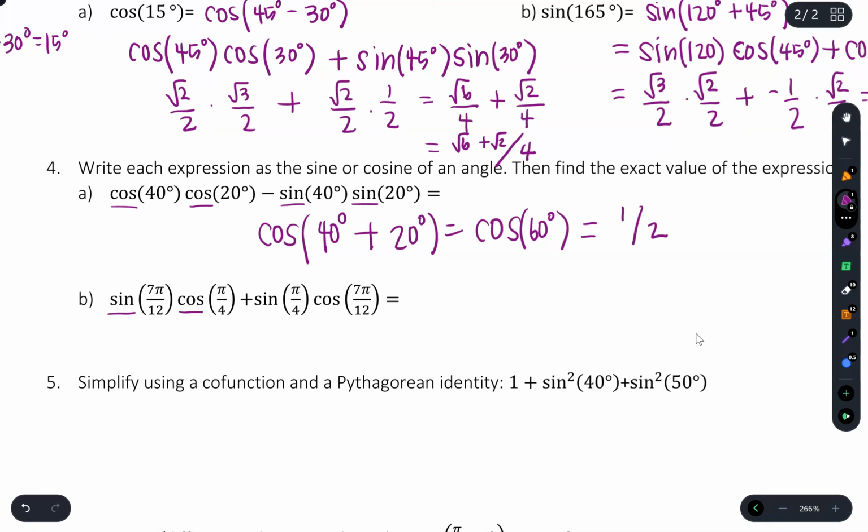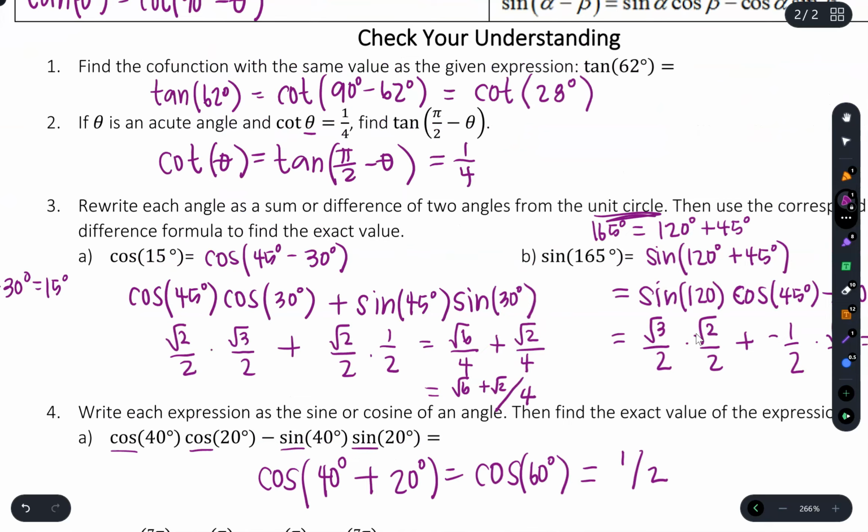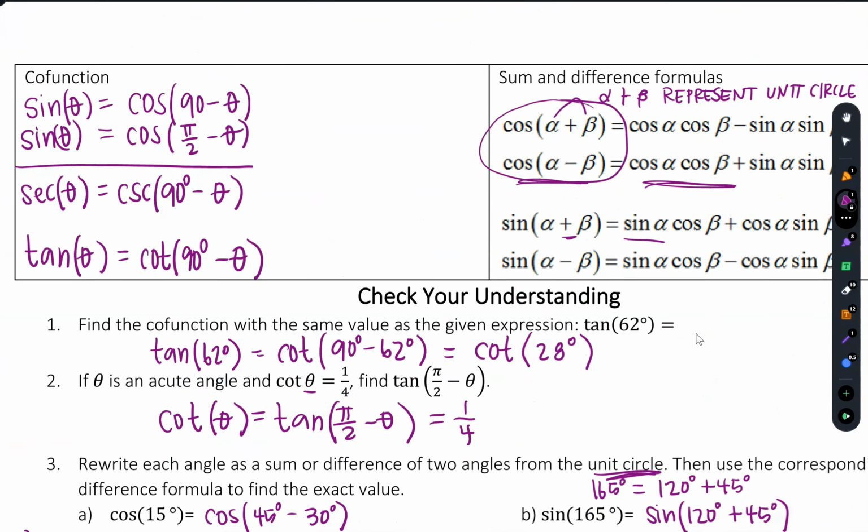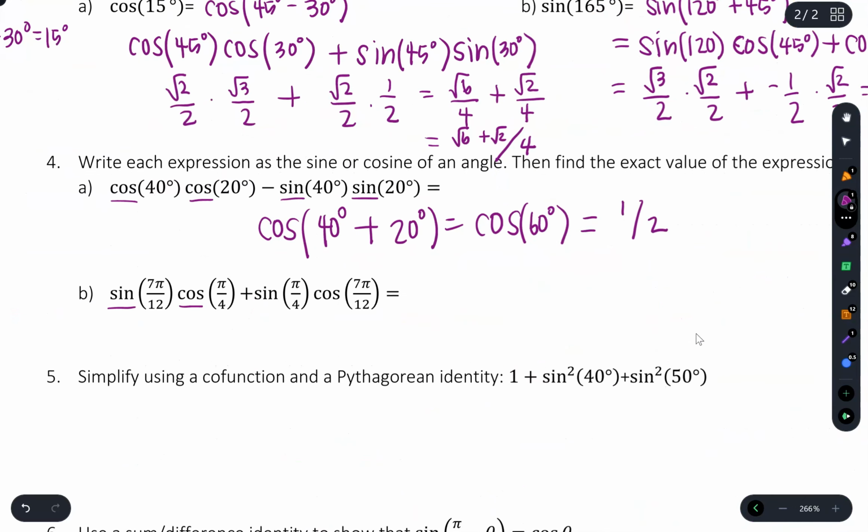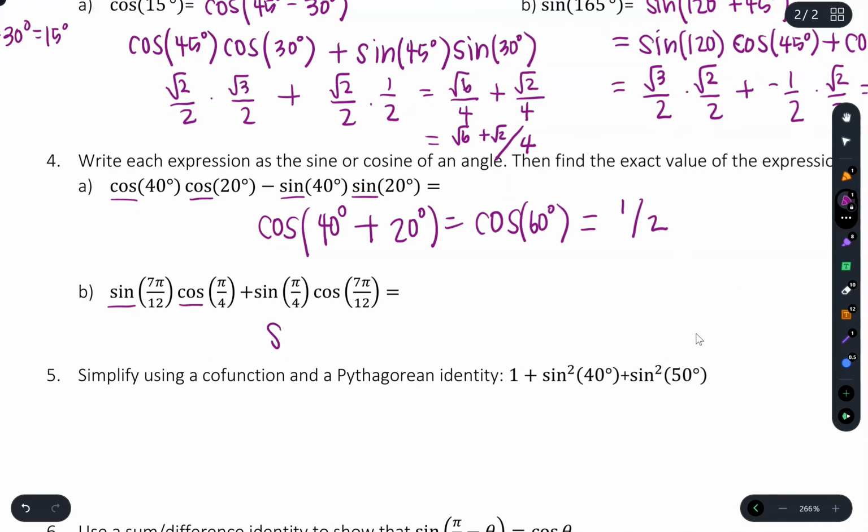So sine and cosine here are together. So sine and cosine, so this is going to be a sum or difference of sine. Okay, there's an addition sign here, so remember sine does keep the same. So it's going to just be the sum of the two angles. Okay. So we're going to have sine of 7 pi over 12 plus pi over 4.